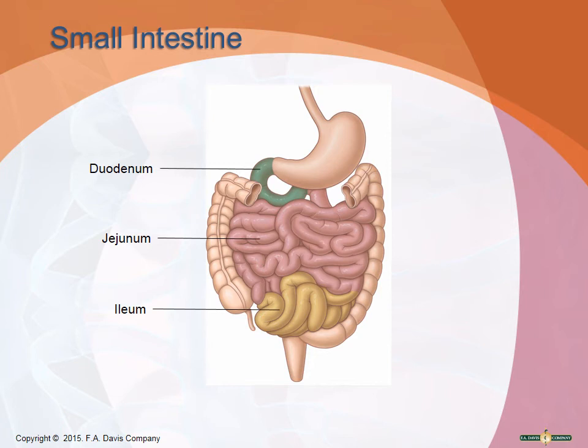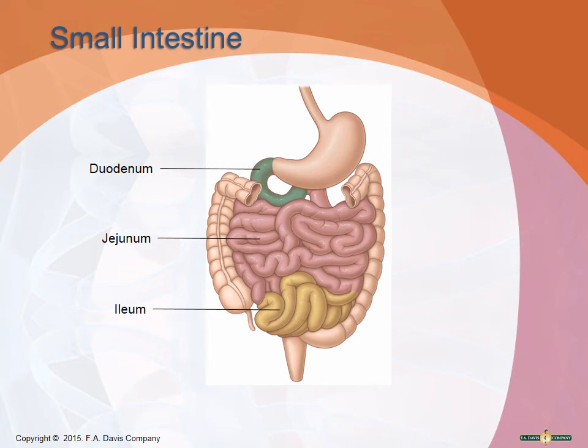The way I remember the parts of the small intestines is Dow Jones Industrial: duodenum, jejunum, and ileum. Notice ileum is spelled different than the bone ilium. So the duodenum is where those enzymes and bile enter.